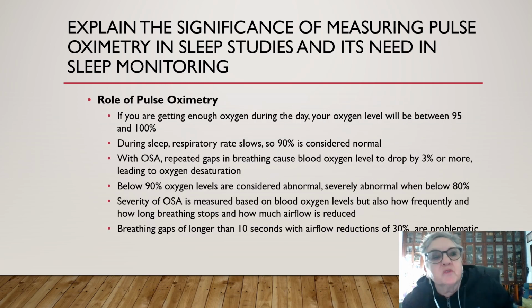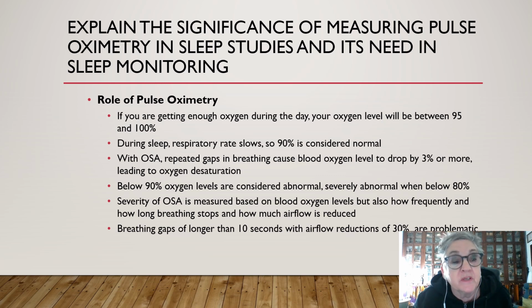Measuring pulse oximetry during sleep can help detect these breathing gaps. If you are getting enough oxygen during the day, your oxygen level will be between 95 and 100%. But during sleep, respiratory rates slow, so 90% is considered normal. With obstructive sleep apnea, repeated gaps in breathing cause blood oxygen level to drop by 3% or more, leading to an oxygen desaturation. Below 90% oxygen levels are considered abnormal, severely abnormal when below 80%.